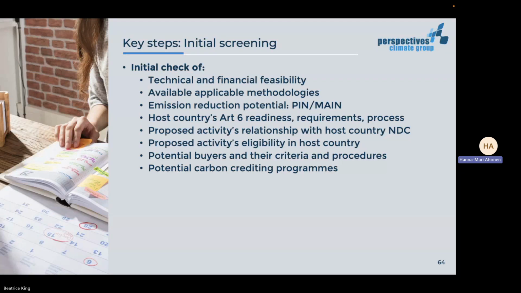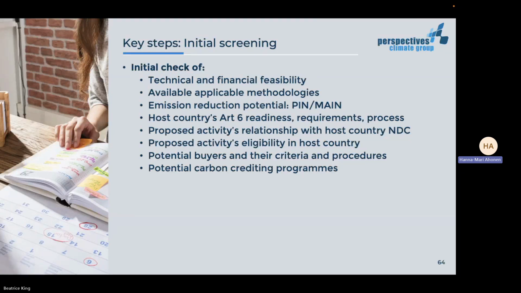And typically you'd have a document called the project idea note or the mitigation activity idea note, where you would have these rough calculations. Then you would be advised to look at the host country's Article 6 readiness. As you already said in your polls, you would like to have countries with high readiness, and understand their requirements and processes to really decide whether you're going to launch your process. And then look at your activity's relationship with that host country's NDC. Is it part of it? Is it additional to it? How is it related to the NDC? And whether there are some eligibility lists in the host country.